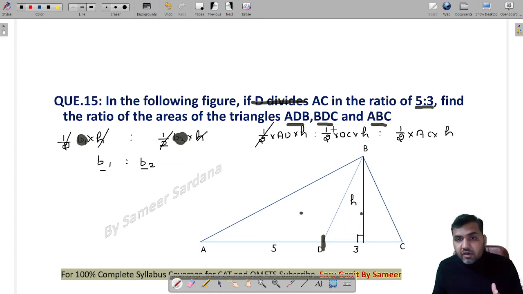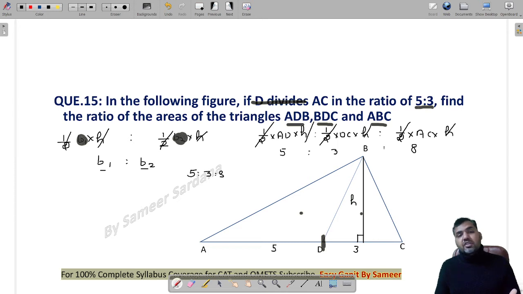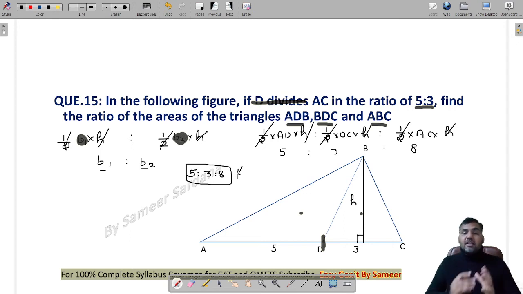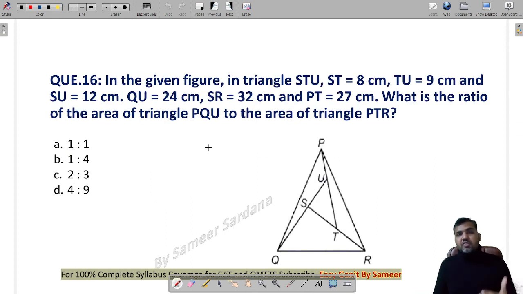Now, the ratio of the areas of these 3 triangles will be dependent on the base ratio, right? AD is 5, DC is 3 and AC is 8. So the ratio of the areas of these 3 triangles will be 5:3:8. Now this is an easy question, but keep the learning in your mind, that if triangles have the same height, then the area ratio would be the same as the base ratio. This is very important, and using this we will be doing this question.